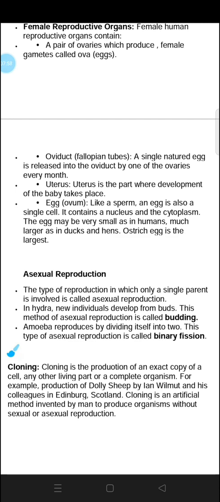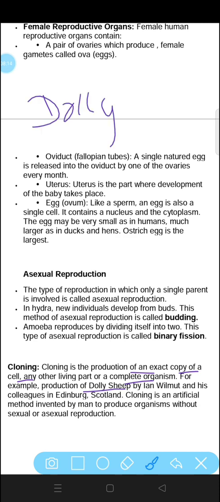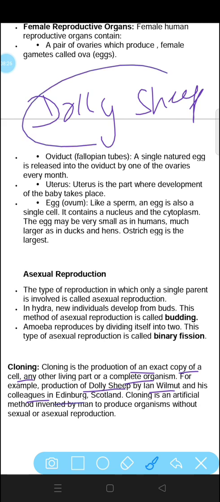Now let's talk about cloning. Cloning is the production of an exact copy of a cell. Cloning is like making an exact copy of another living part or a complete organism. For example, the production of Dolly the sheep. Dolly was the first sheep to be cloned, and it was done by Ian Wilmut and his colleagues in Edinburgh, Scotland.